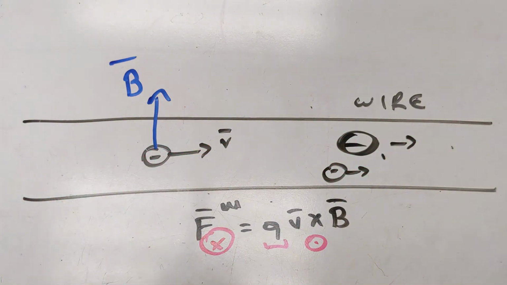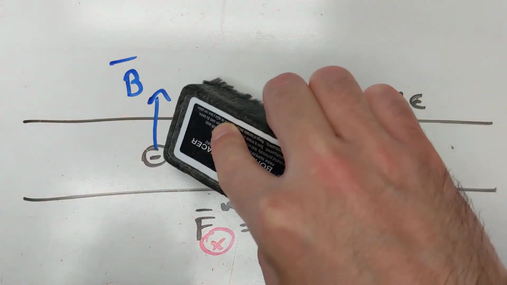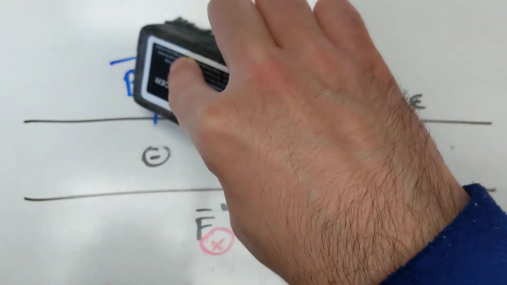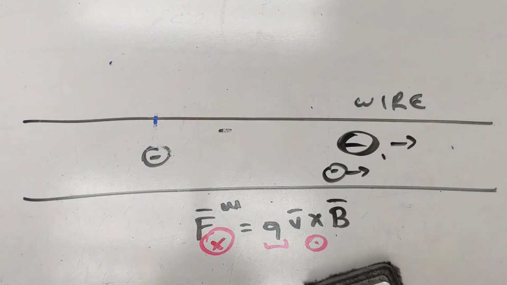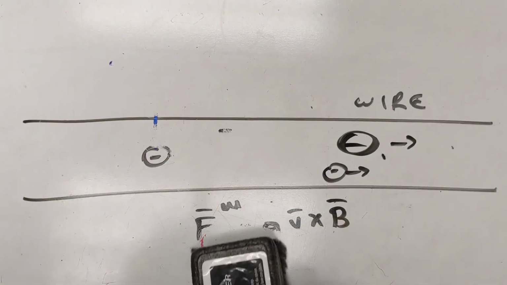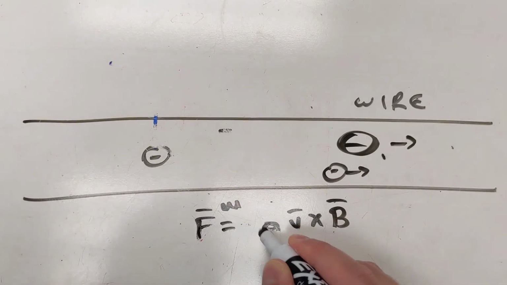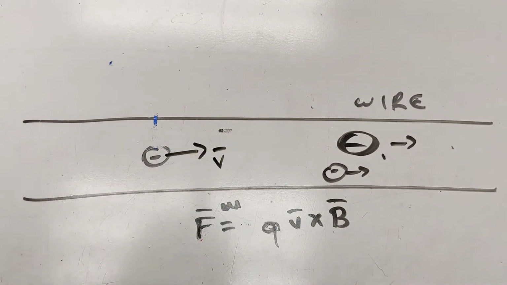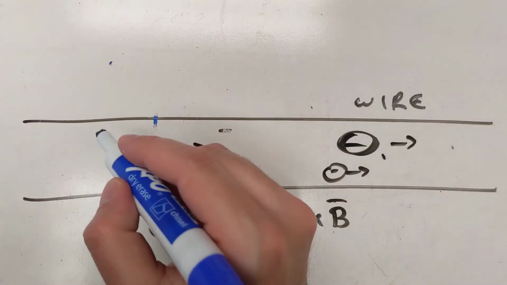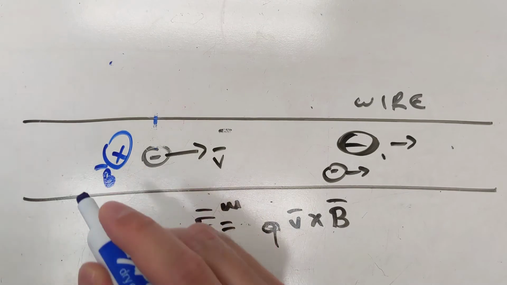Now, if I do one more example, let's say I change the direction of B. I'm gonna keep the electrons moving in the same direction. I'm gonna continue to allow the electrons to move to the right. But now I'm gonna have the magnetic field pointing down. I wanna see what happens if B points into the page.